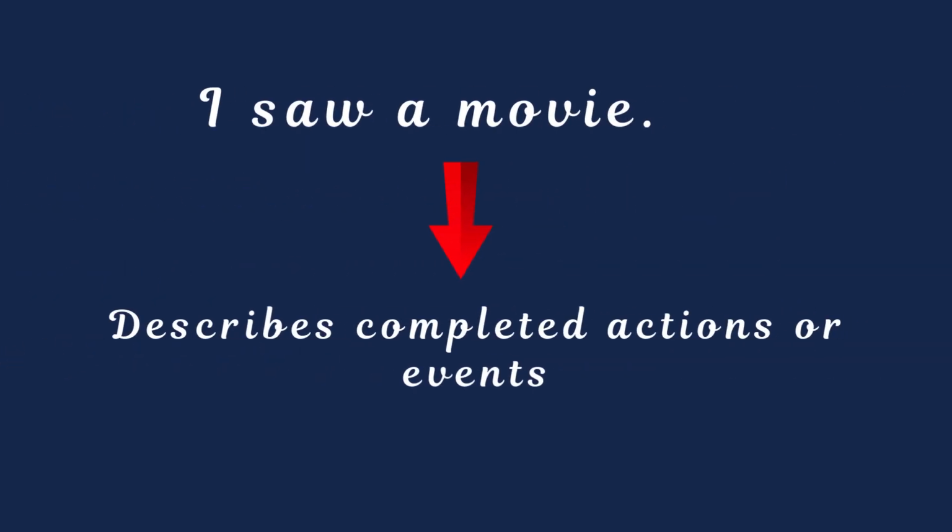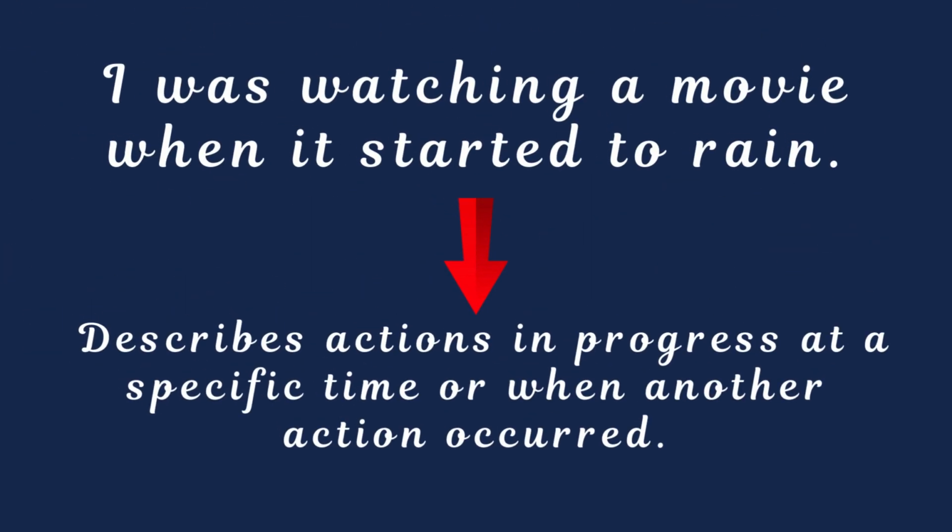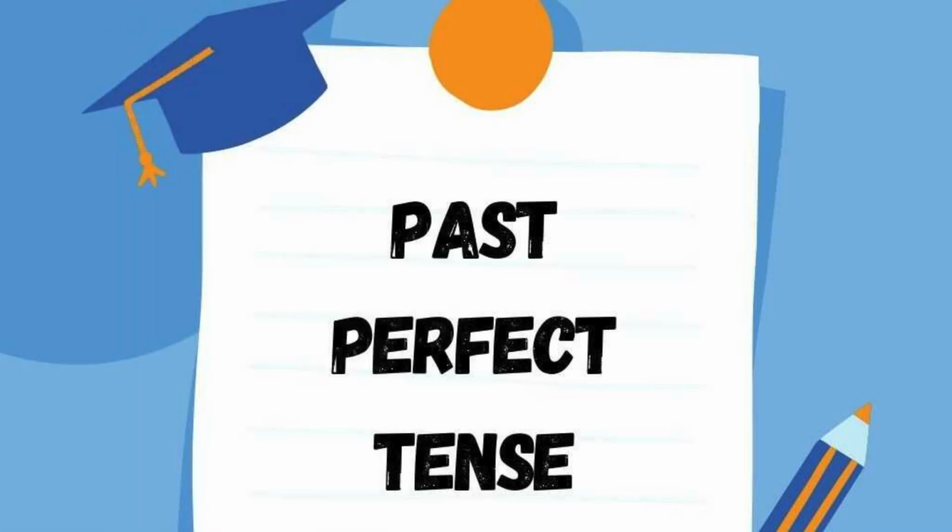Let's compare the past continuous tense with the simple past tense. The simple past describes completed actions or events, like I saw a movie. The past continuous describes actions in progress at a specific time, or when another action occurred, like I was watching a movie when it started to rain. It provides context and background. Now, let's dive into another important tense, the past perfect tense. This tense is great for showing the relationship between two events that happened in the past.